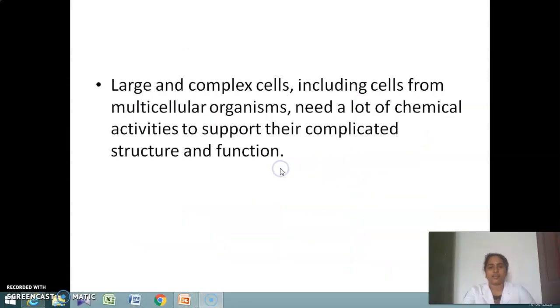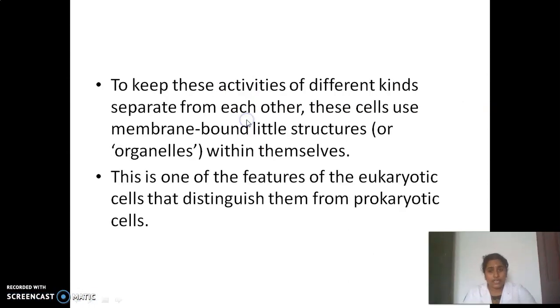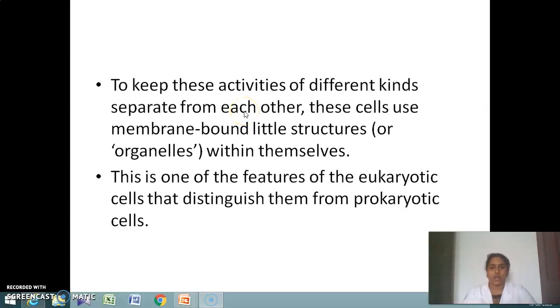So we can start. Before entering endoplasmic reticulum, we can explain cell organelles. We know that large and complex cells, including cells from multicellular organisms, need a lot of chemical activities, isn't it, to support their complicated structure and function. To keep these different kinds of activity separate from each other, membrane-bound little structures, or cell organelles, are present, and this is the main distinguishing feature between prokaryote and eukaryote.